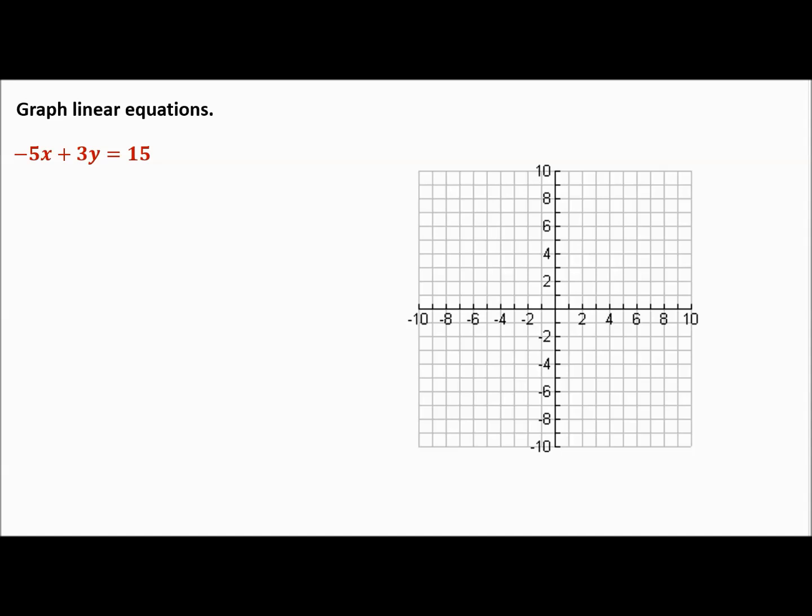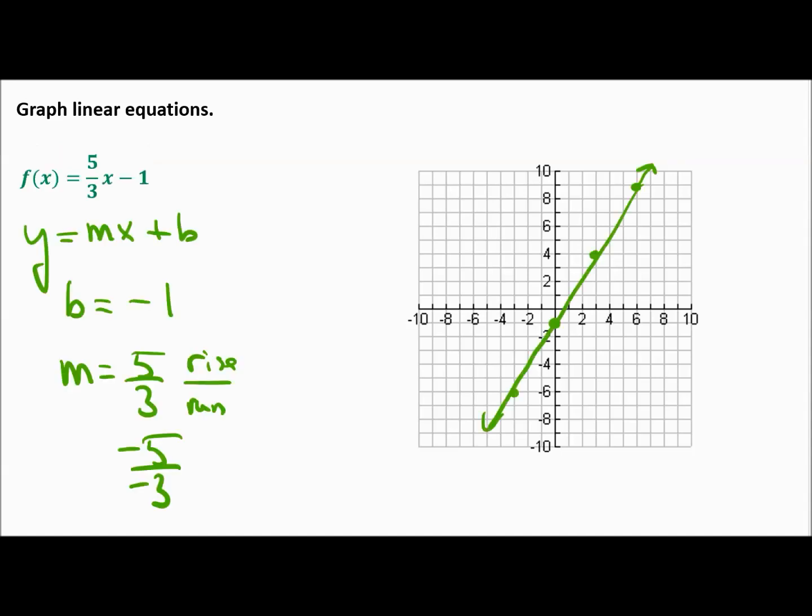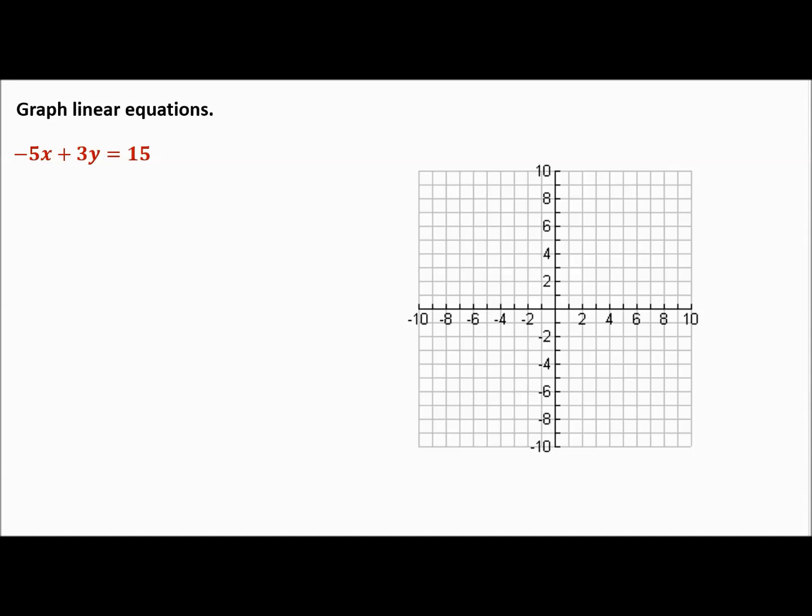Alright, negative 5x plus 3y equals 15. Now notice the difference. If I flip back to the previous problem, that said f of x equals. This does not. As a matter of fact, your y is mixed up into the rest of your equation. So this is not y equals mx plus b. You cannot read the slope directly from this equation. You must solve it for y first.